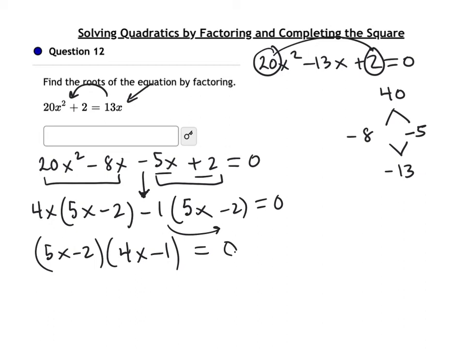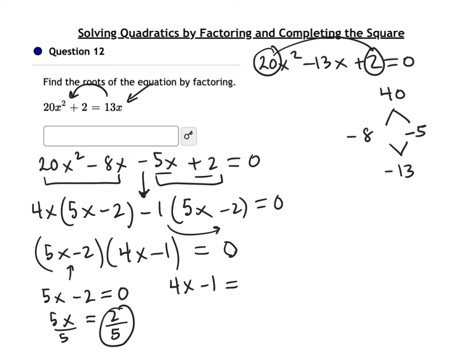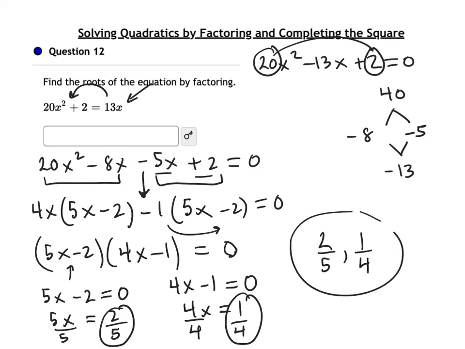There are two answers. The answers are what you plug in that makes 0, and they're both fractions. If we don't know what it is off the top of our head, set it equal to 0. 5x minus 2 equals 0. 5x equals 2, and divide by 5. So there's one of them, 2/5. Set 4x minus 1 equal to 0, and we'll find the number that makes 0. 4x equals 1, and divide by 4, and 1/4 is our other answer. 2/5 and 1/4 is the final answer.